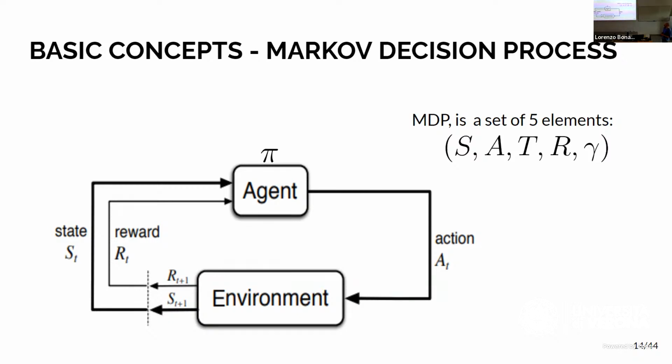Above the agent in the schema in this image, there is the Greek letter P, which stands for policy. A policy is in reality probably the core of reinforcement learning, because the policy is that function that, given a state, tells us which is the best action to perform. So the policy is the goal of our reinforcement learning algorithm.